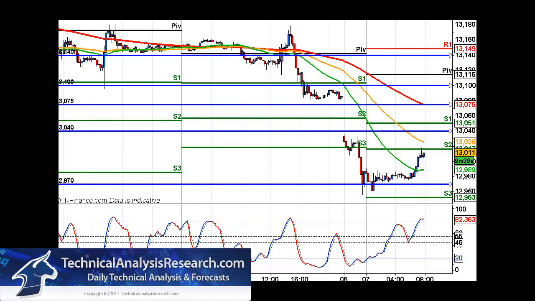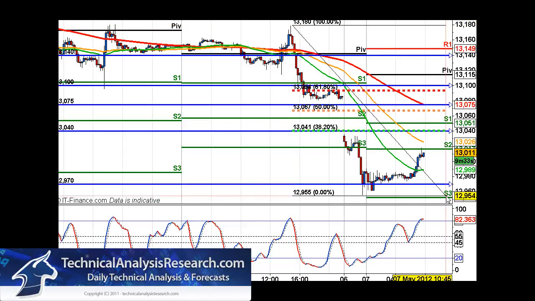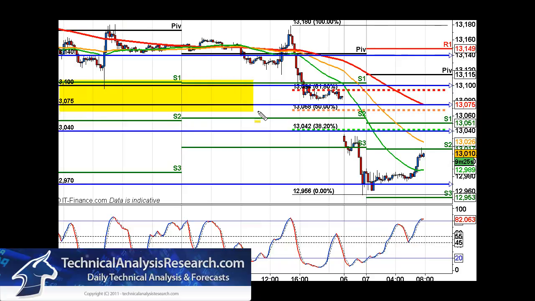Now, if you actually take a Fibonacci scale from this high down to the low here, we can actually see that that's around the 50% level as well, and just above there is a 61% level for the Fibonacci. So there's a lot of confluence around this particular area. We can even go as high as that 130.75. So there is lots and lots of confluence here with the technical resistance, the 50% and 61% retracement, and also filling that gap.